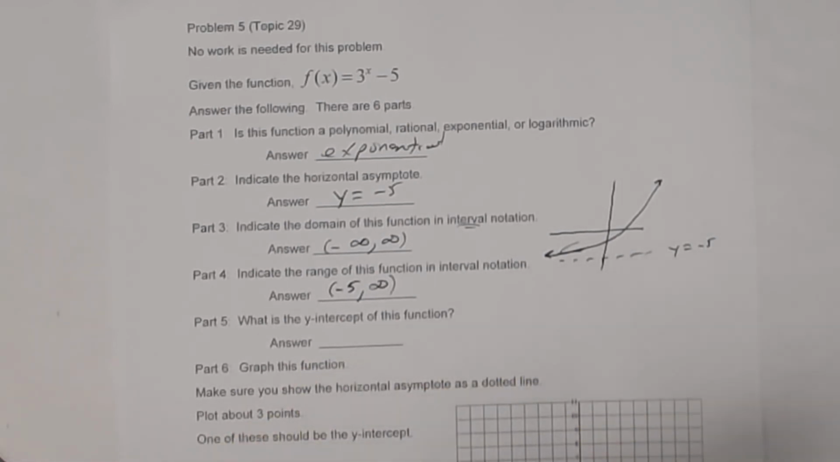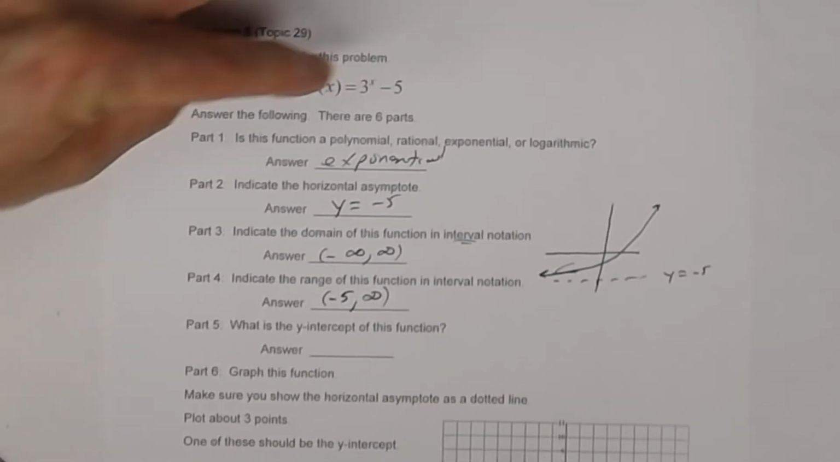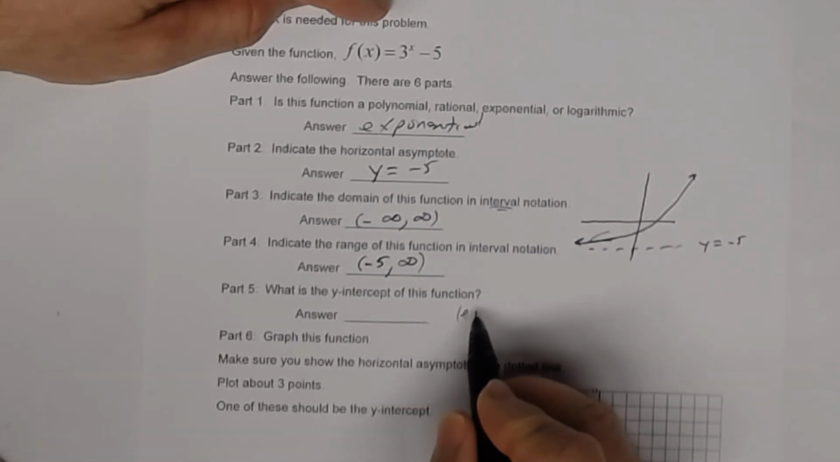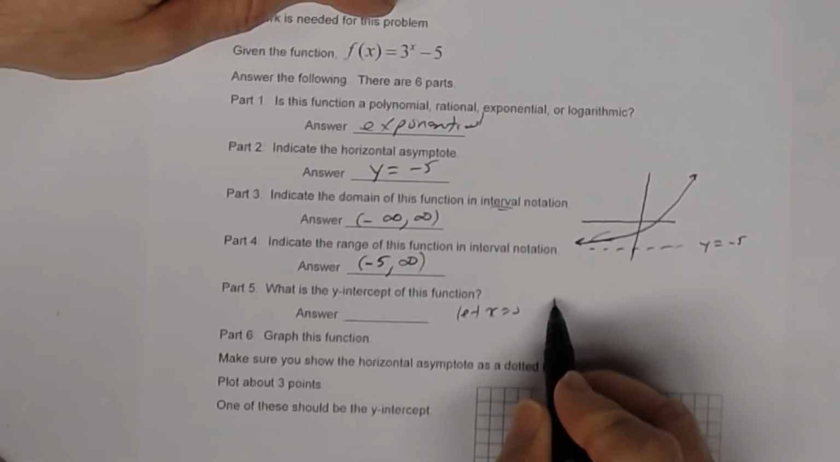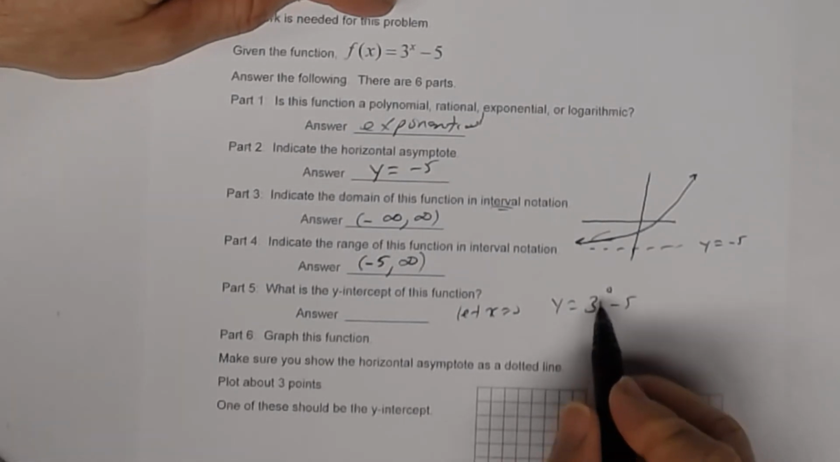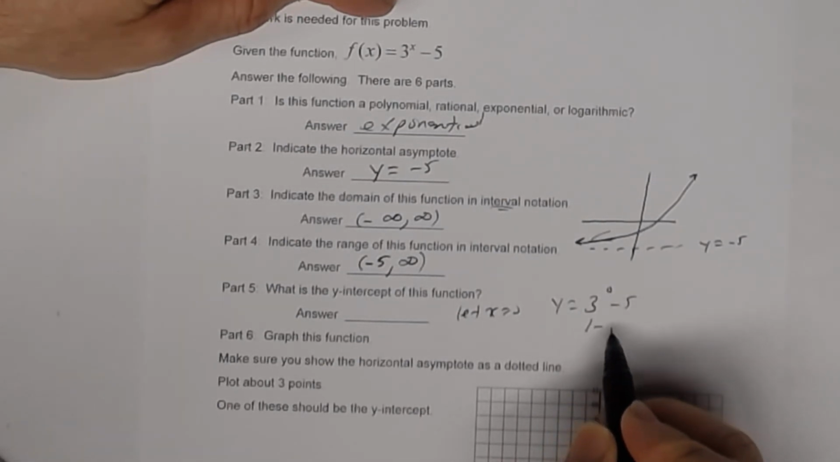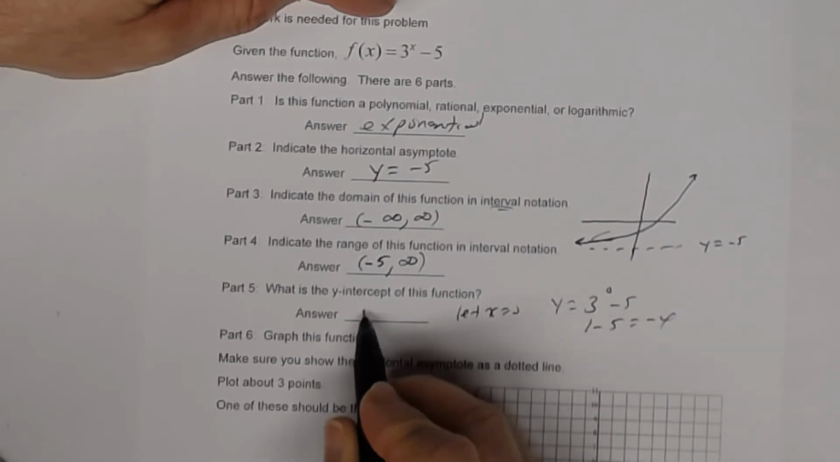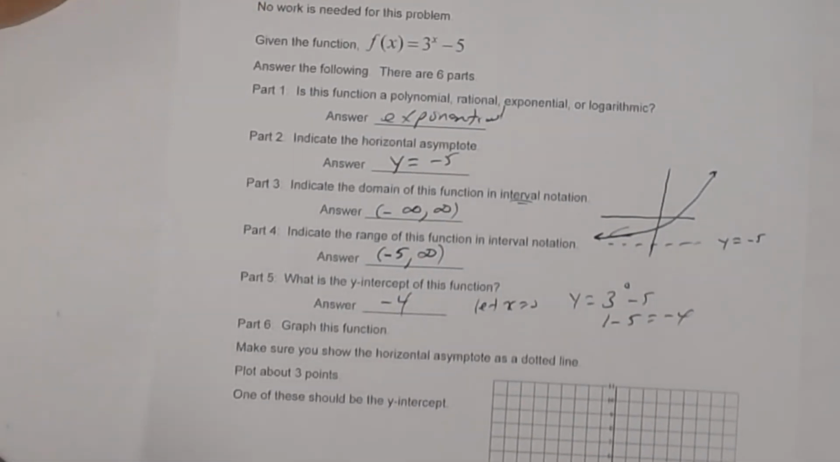And then the y-intercept is easy. To find the y-intercept, you just let x be 0. So when I let x equal 0, I get y equals 3 to the 0 minus 5. 3 to the 0 is 1, and 1 minus 5 is negative 4. So my y-intercept is negative 4.